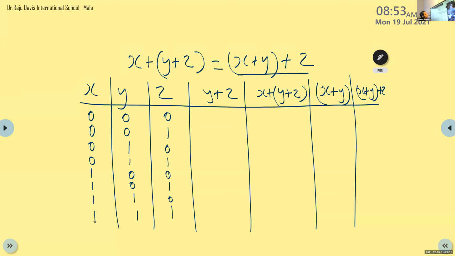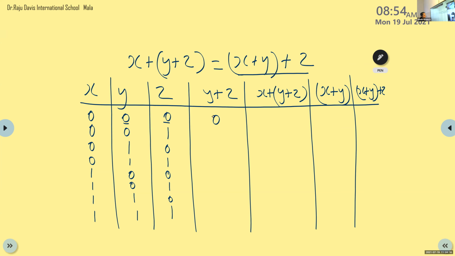Then complete the truth table. First you want to find out y + z. Y is 0, z is 0. Then what is 0 + 0? 0 + 0 is 0. Okay. Just like that, find out all the y + z values. After that, add x with this y + z.